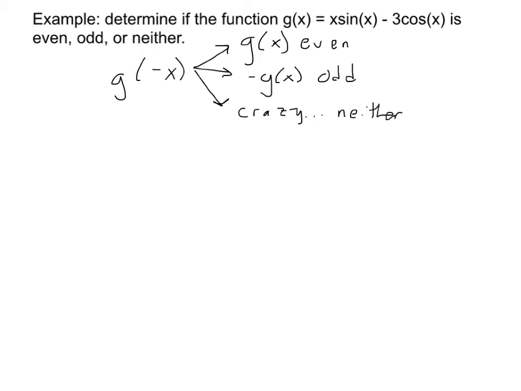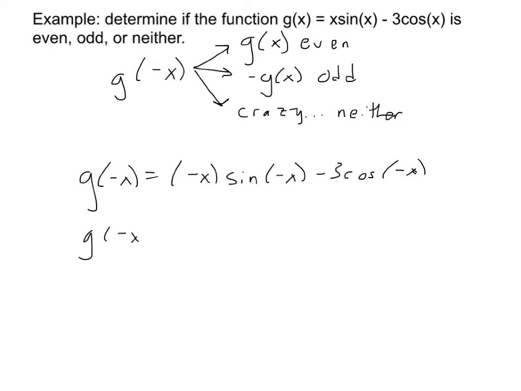And then that's fine, that could happen, right? So I'm going to go through my function and I'm going to do g of negative x. When I do that, I'll have negative x times the sine of negative x minus 3 times the cosine of negative x. And here's where I'm going to use these properties. We saw in the previous slide that, sure, that's negative x.